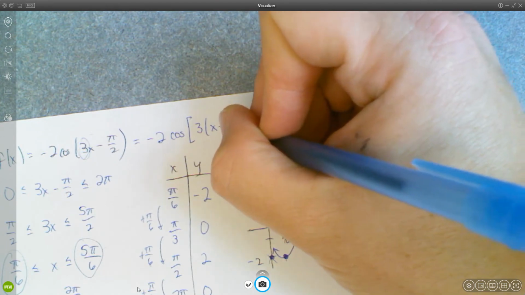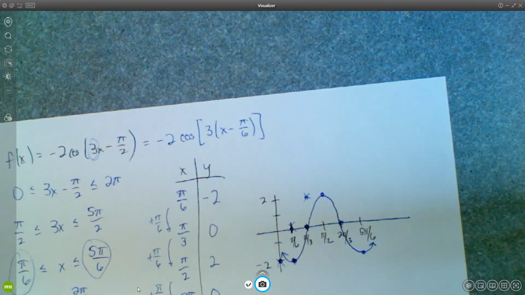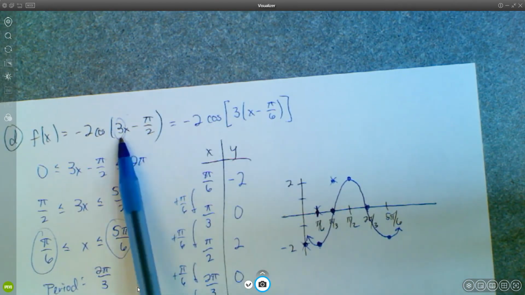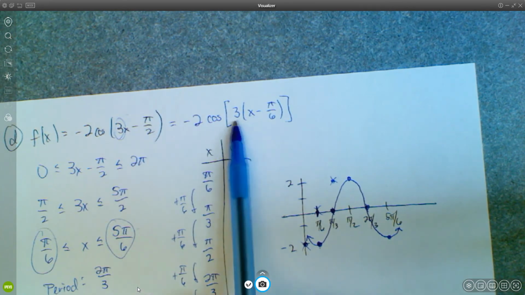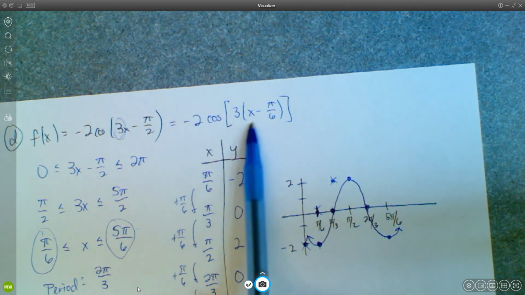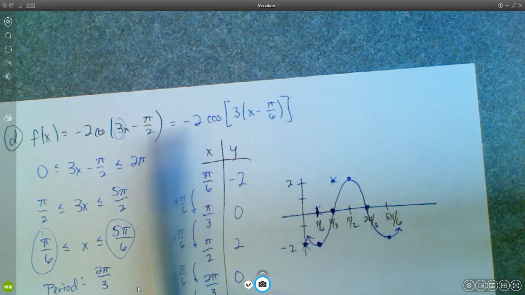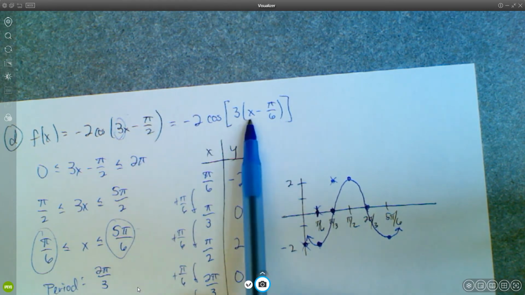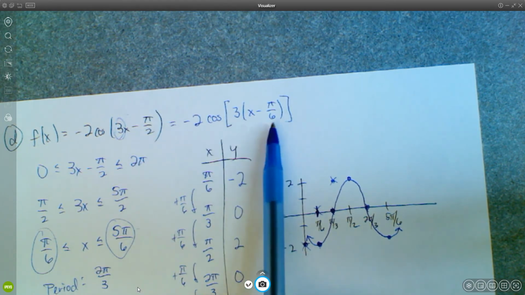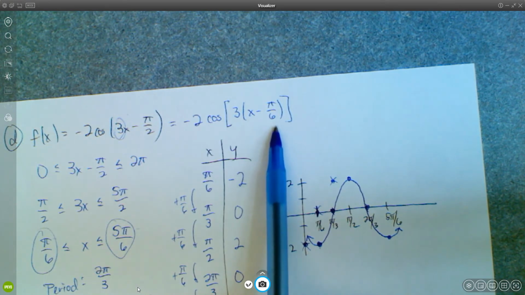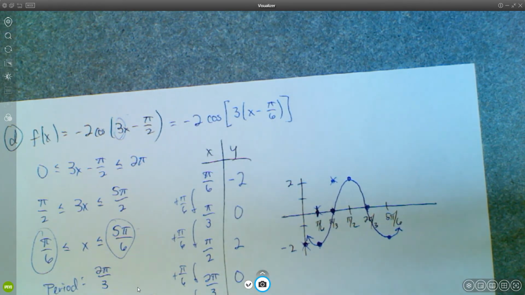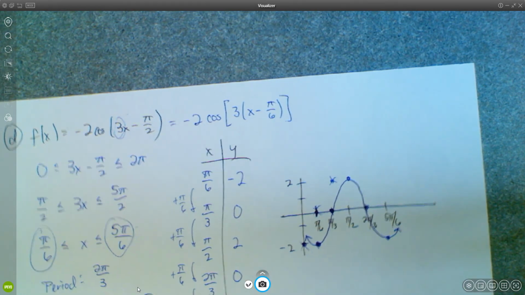If you factor out the 3, then this is what you get, right? So if you factor out the 3 from this group, imagine distributing this back in, you get 3x and then 3 pi over 6, which is the same thing as pi over 2, right? So this is what you get when you factor out the 3. And lo and behold, there is the phase shift, right? There is the phase shift. So if you rewrite the function this way, then you can see the phase shift right off the bat.